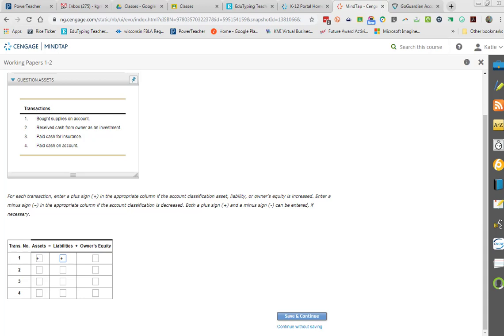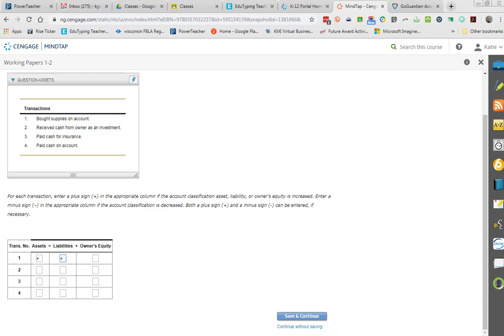So we just did transaction number 1. Now transaction number 2, receive cash from owner as an investment. Tanner, what's one account that you recognize in there? So, Tanner, who invests in a business? Yes. Specifically when it's first starting out and we're doing a proprietorship, who's going to invest in it? Starts with an O. Owner.